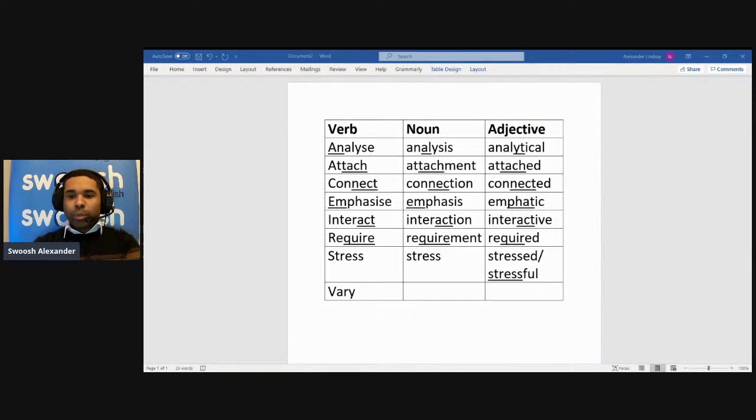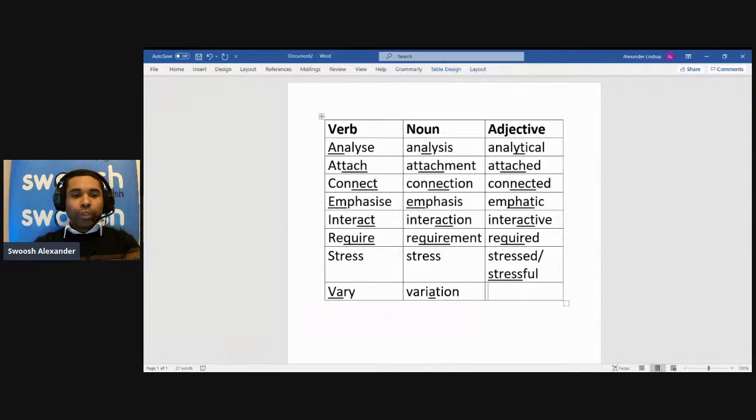And what about the final one then? Vary. So the noun. What is the noun for vary? We can definitely say it begins with a V. Any suggestions? Okay, so it's variation. You talk about a variation. And you can see that the stress has changed from vary to variation. The stress here now is on the penultimate syllable.